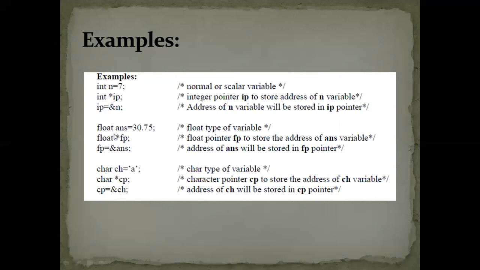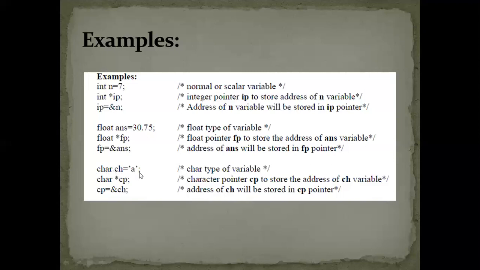Similarly, we have taken for the float. float ans = 30.75. This is a normal float type variable, how we can declare and initialize. The next, float *fp, that is a floating pointer fp to store the address of ans variable. You have taken ans as a variable, right? That is why we store the address of ans variable. And finally, fp = &ans. Okay, what it does, it stores the address of ans variable to where? fp pointer. Understood?